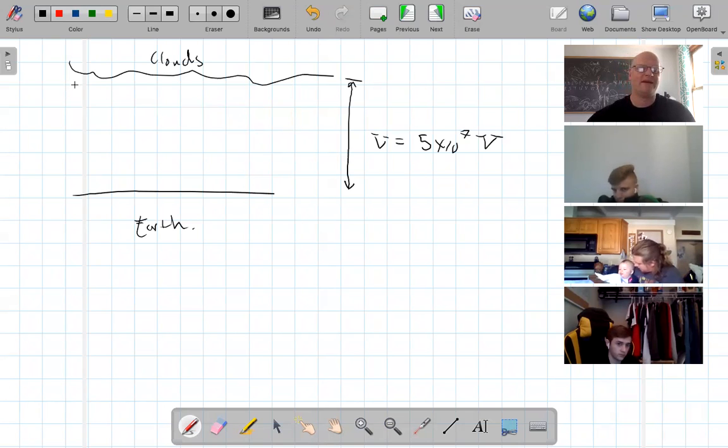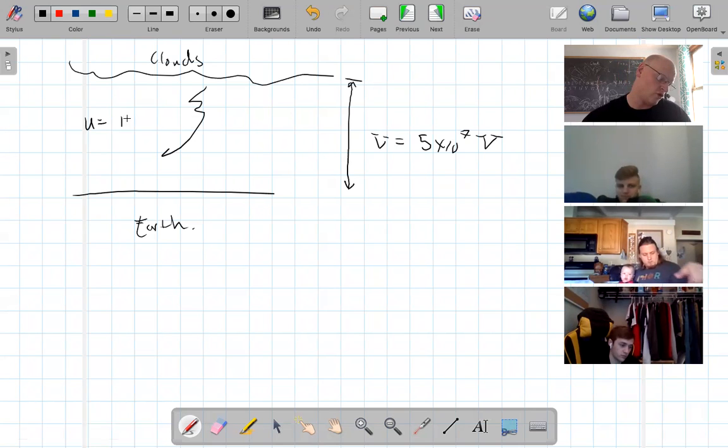Okay. Then lightning strikes. Here's my lightning. Inside of that lightning, there is an energy, let's call that U, equal to about 1 times 10 to the 9th joules. Okay. And this happens in a time frame of delta t, which is about 0.2 seconds.